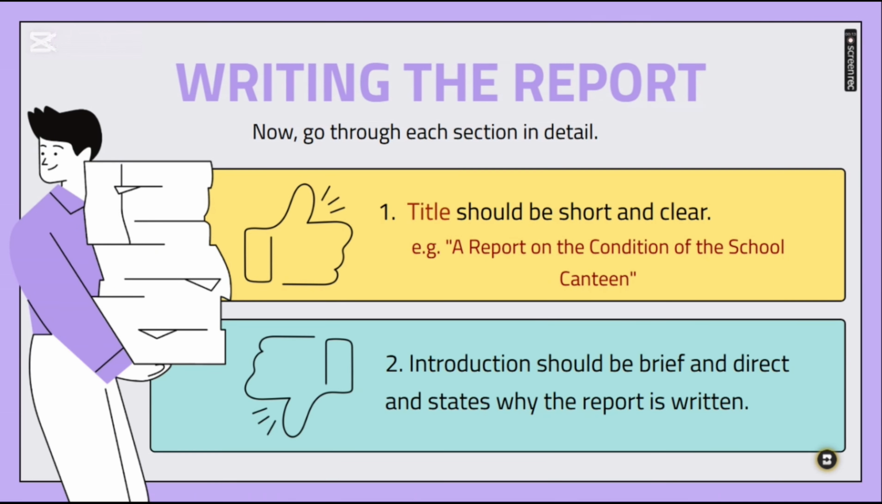The title should be short and clear. For example, if you are writing it on the condition of the school canteen, you have to make it concise. Directly: a report on the condition of the school canteen.